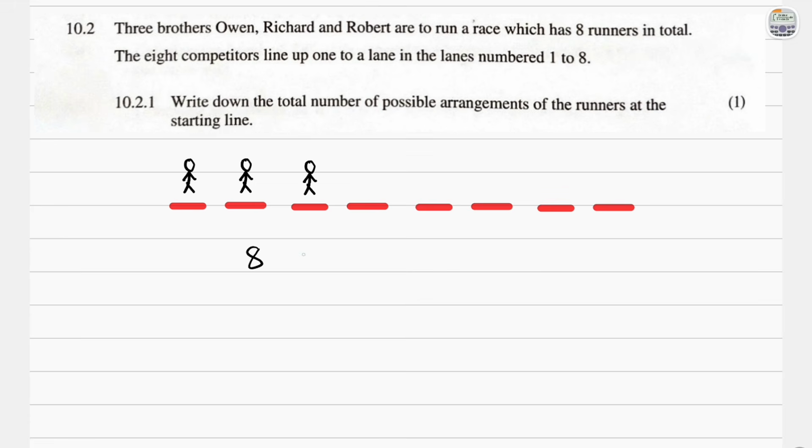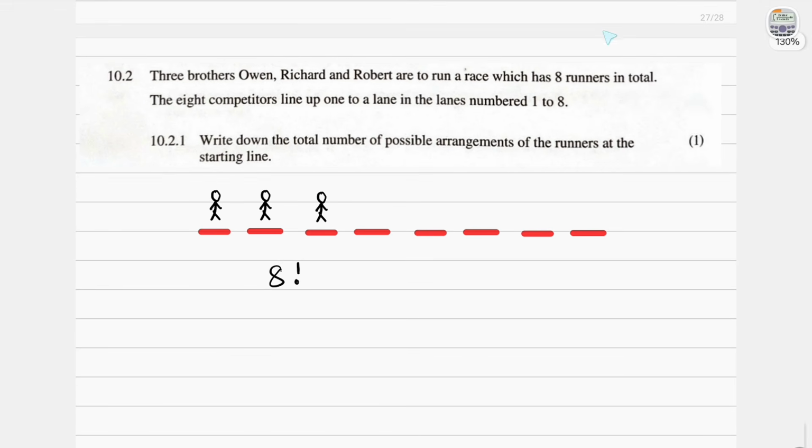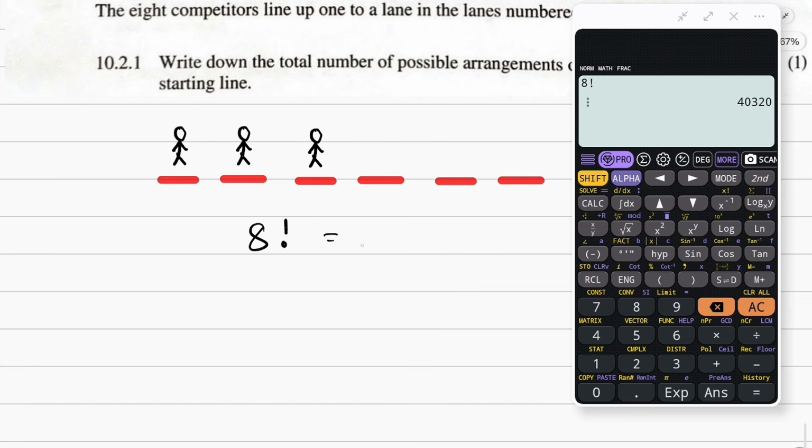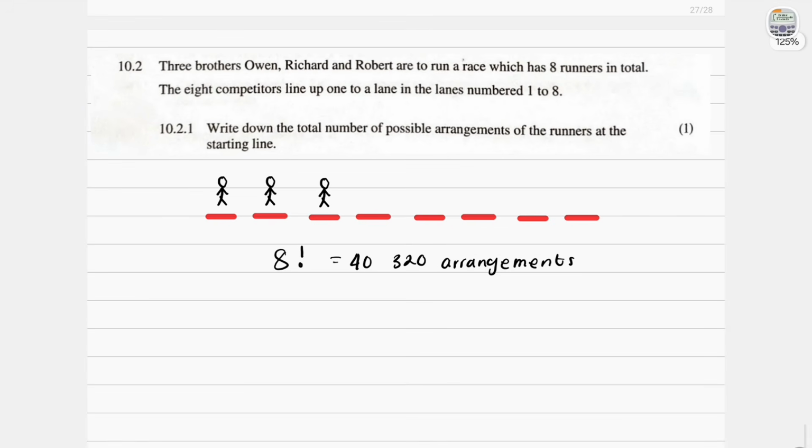So that ends up with 8 positions times 7 times 6 times 5 times 4 times 3 times 2 times 1, which is 8 factorial. So our answer will be 8 factorial, and we just need to find out what that is. And 8 factorial is 40,320 ways. So we can just say these are the arrangements. So that is it for the first question in 10.2. Moving on to the next question.